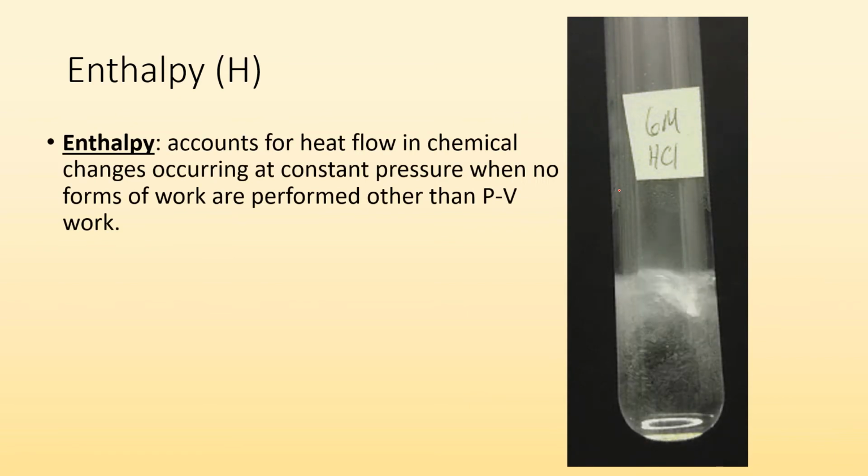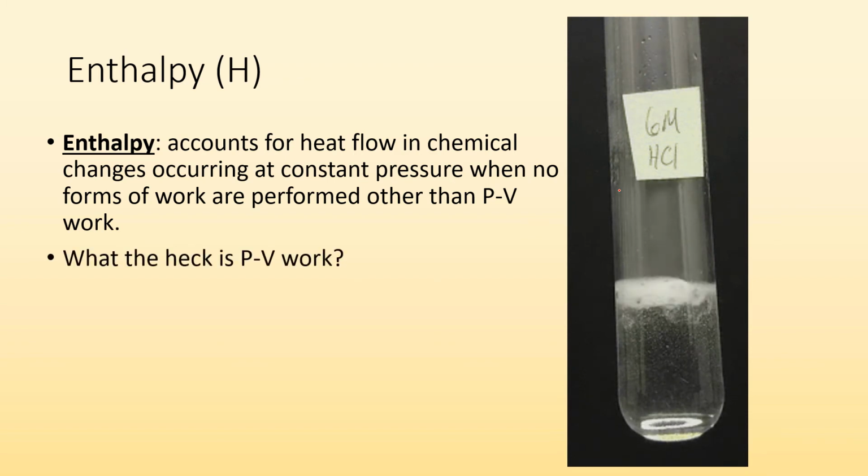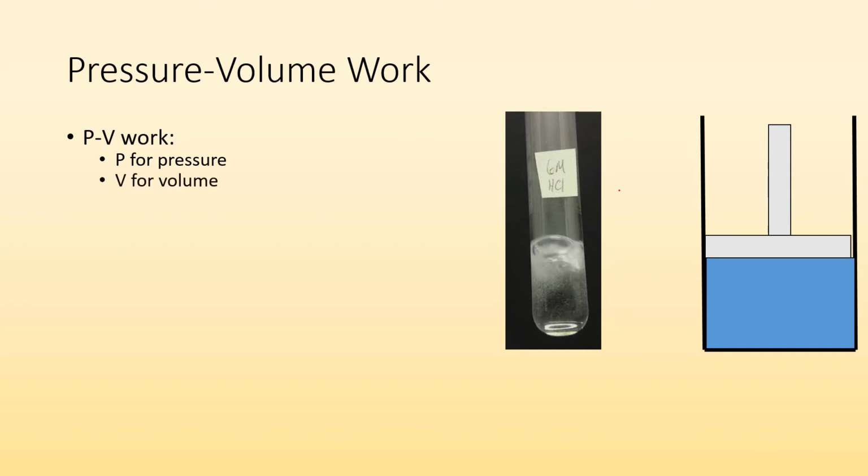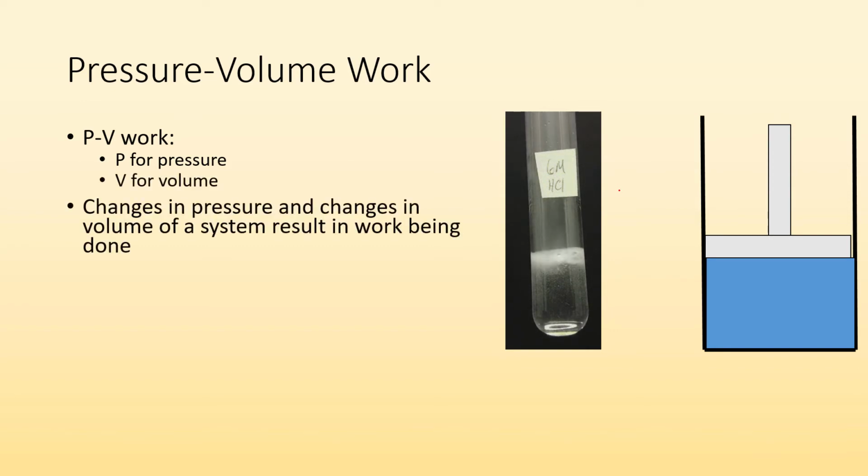Enthalpy accounts for the heat flow and chemical changes occurring at constant pressure when no forms of work are performed other than pressure volume work. Well, what the heck is pressure volume work? Great question. Pressure volume work. So P is for pressure, V is for volume. So changes in pressure and changes in volume of a system result in work being done.